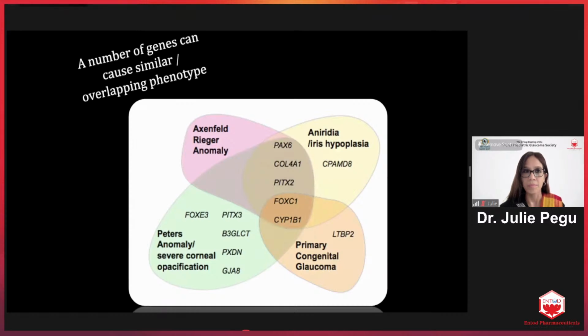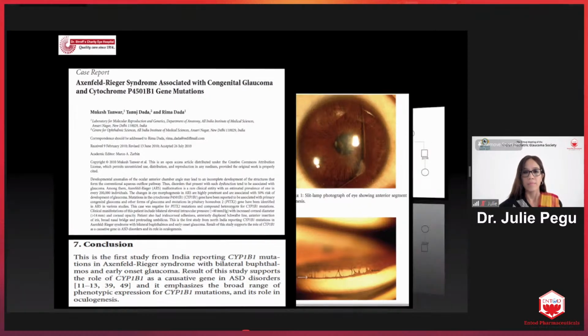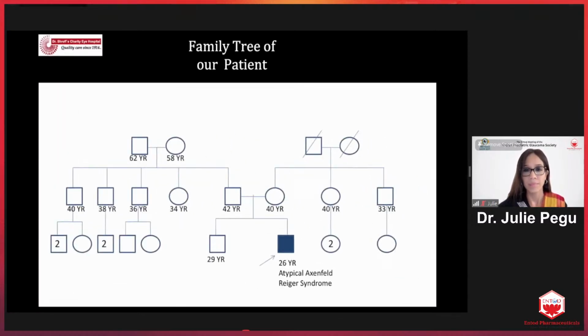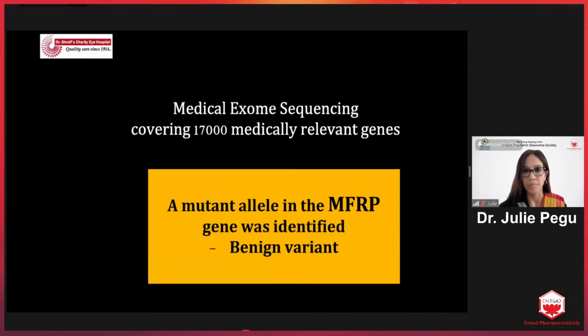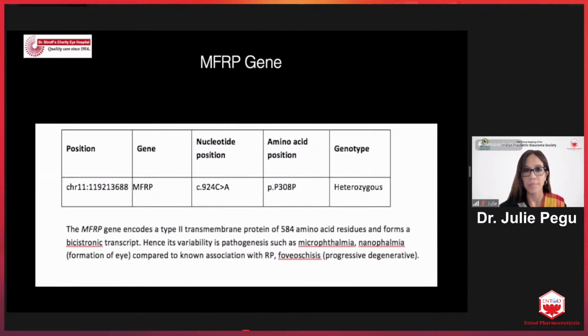A number of genes involved in the various anterior segment dysgenesis overlap, thus giving rise to overlapping phenotypes, and thus the immense variability in clinical pictures in these patients. In this case of ARS with bilateral congenital glaucoma, the CYP1B1 mutation was found to be the causative agent instead of the PITX2 gene. In the family tree of the patient, none of the family members was found to have a similar ocular disorder. Medical exome sequencing covering 17,000 medically relevant genes was done in the patient. A mutant allele in the MFRP gene was identified.